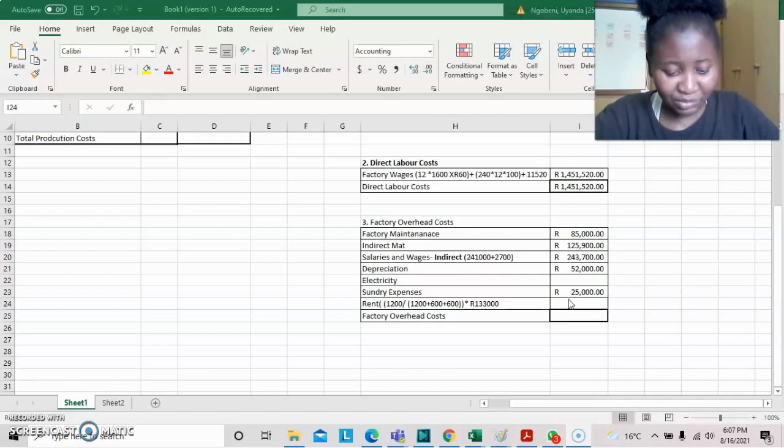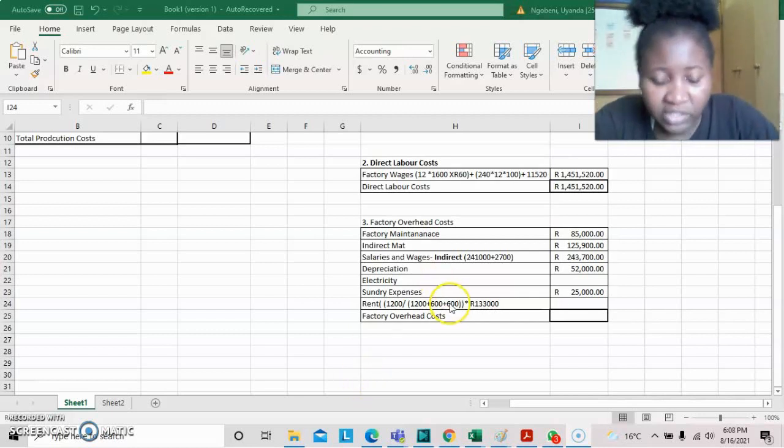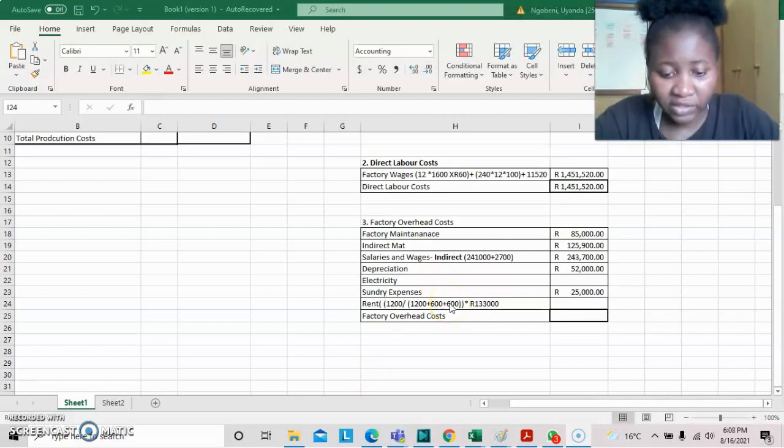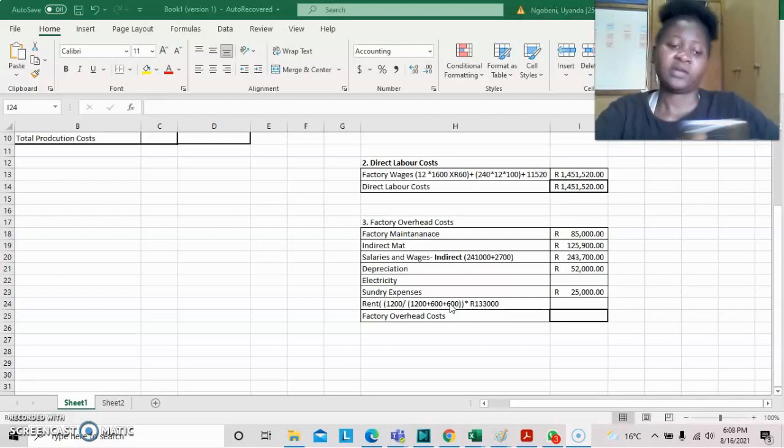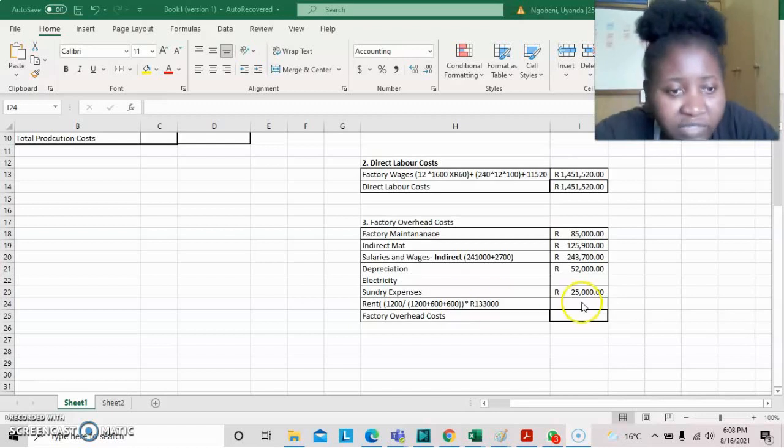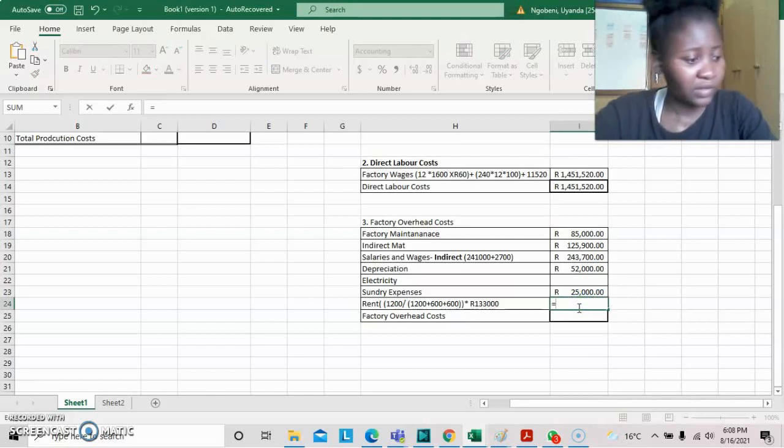You are more than welcome to pause and do the calculations yourself. So the total of these three is 2,400, right? So this is more like saying 12 divided by 24 and then multiplied by 133,000, and you should be able to get 66,500.